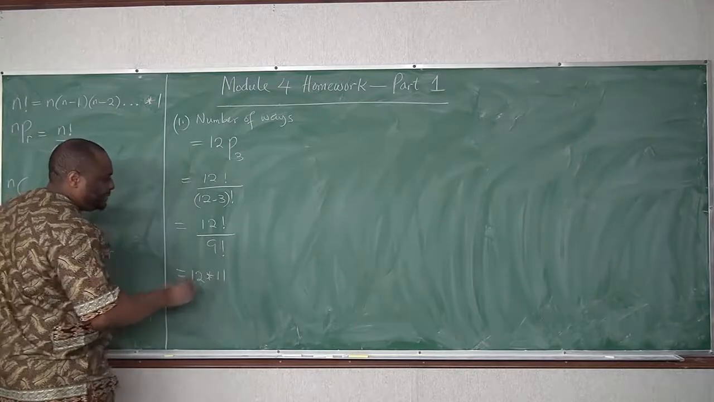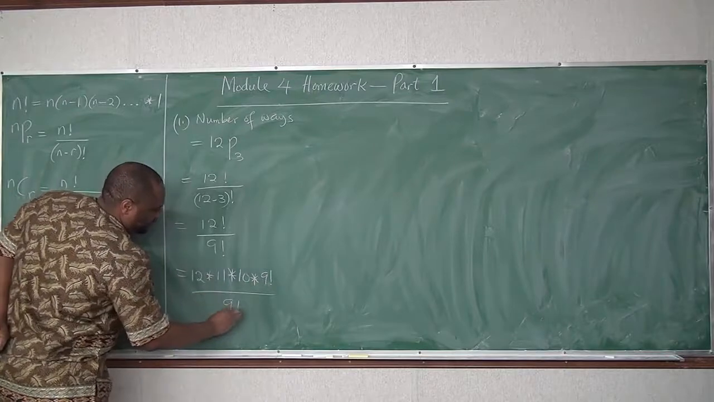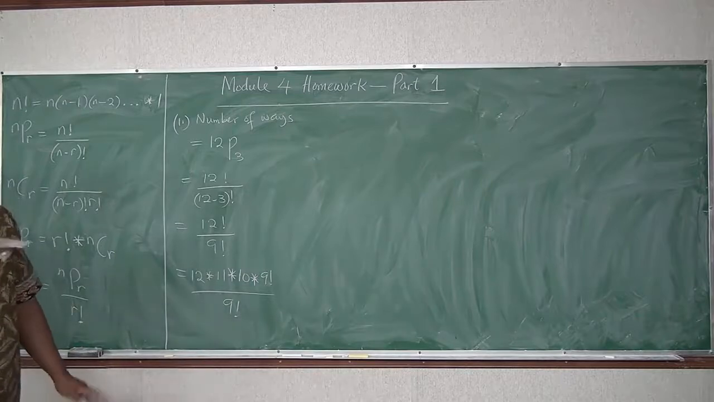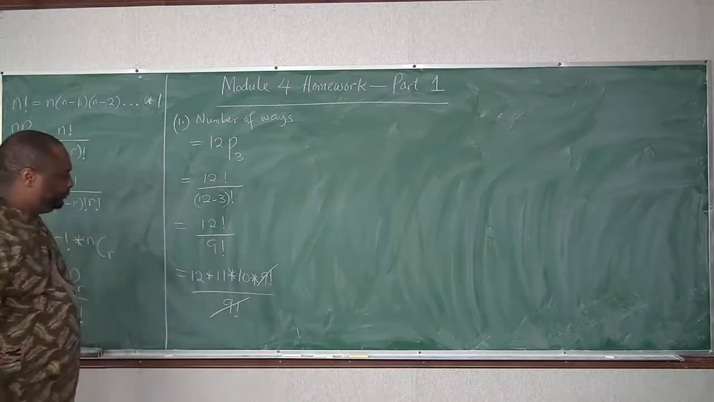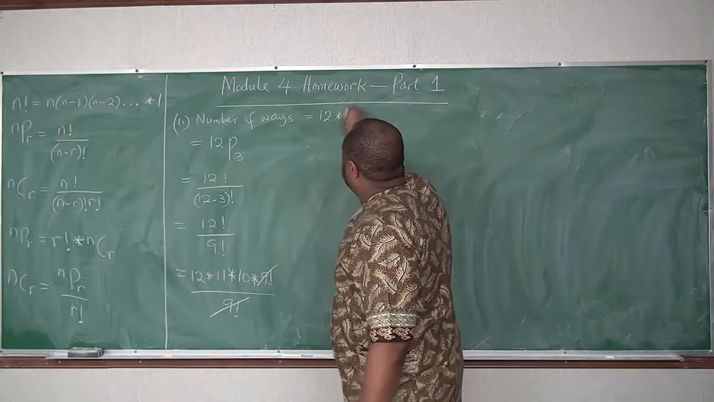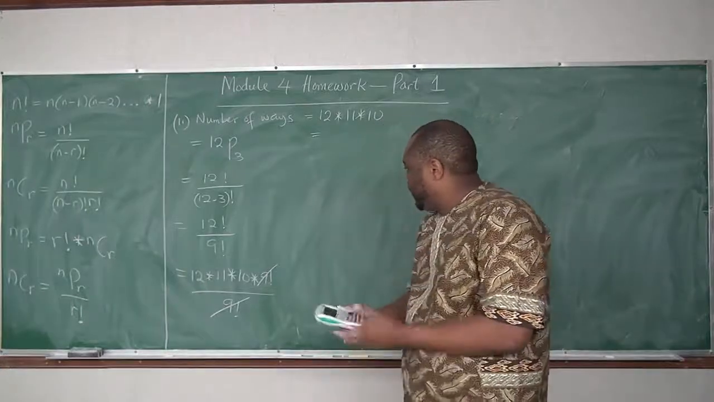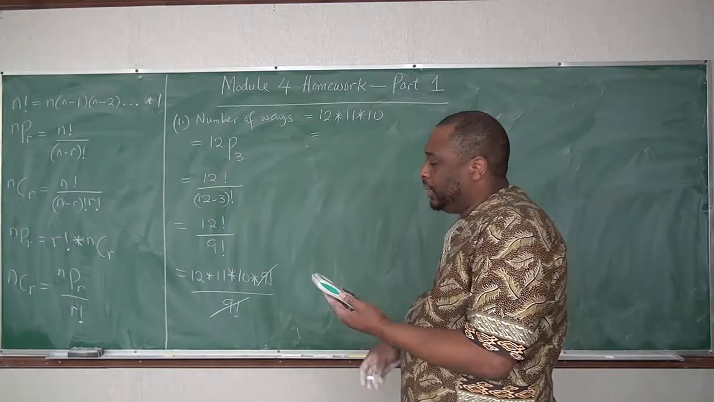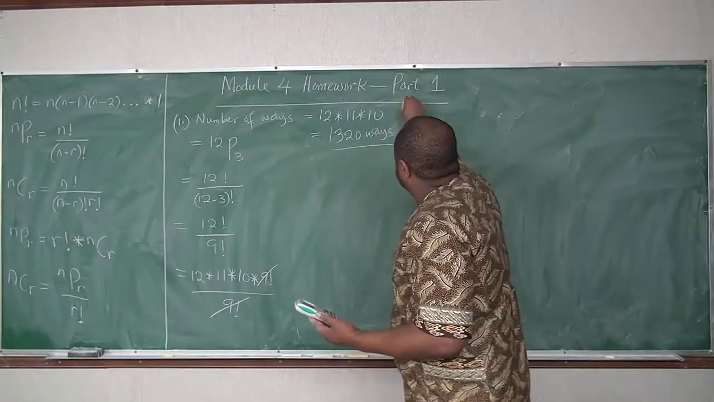So this would be 12 times 11 times 10 times 9 factorial, all over 9 factorial. We just stop at 9 factorial. We don't need to keep writing the whole thing because this will cross out this. So the number of ways will just be 12 times 11 times 10, which is 1320 ways. That's it.